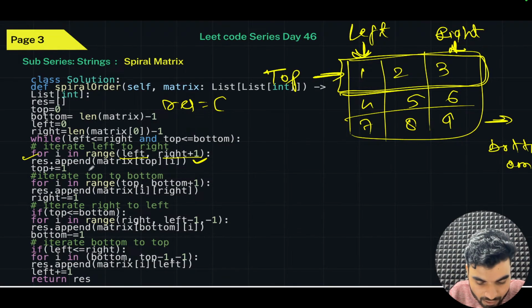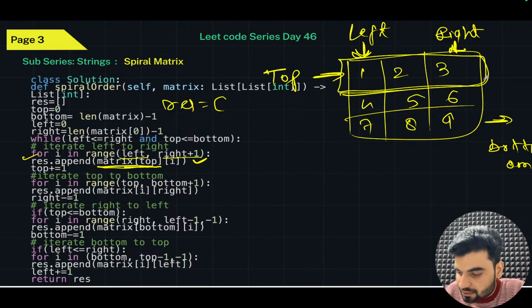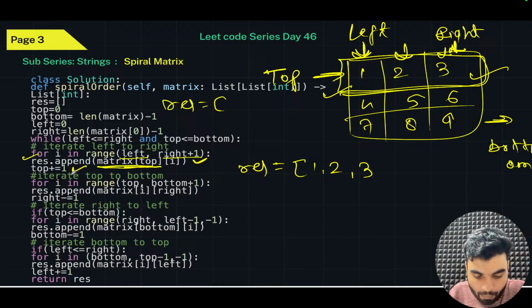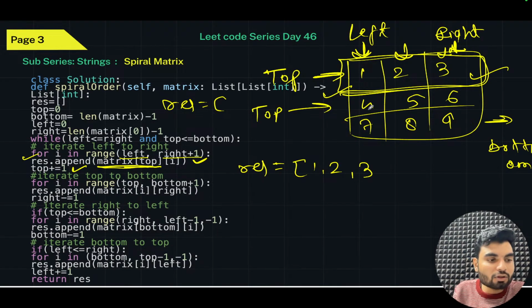So that's why here, if you see, matrix top means this row. And I is pointing to left; the first time I is pointing to the left, then I will increase, I will come here, then here. So 1 2 3 has been inserted into our result, 1 comma 2 comma 3. Now you've done top plus 1, so top has come here, on the second row.